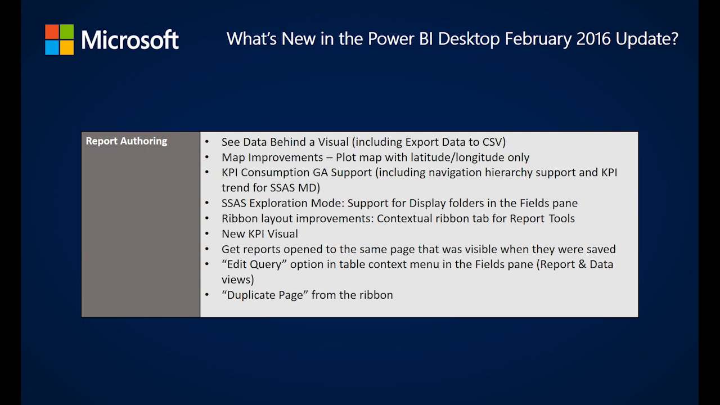We've made a few improvements to the ribbon layout while you are working in the report view. We've actually split the single home tab in the ribbon into 2 tabs now. We have a new tab for contextual report tools that are contextual to the visualizations that you've selected in the report canvas. Let's go and take a look at how this feature works.